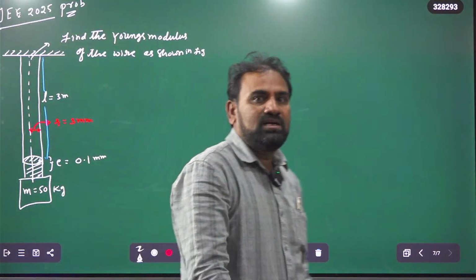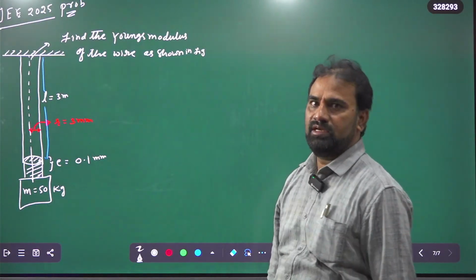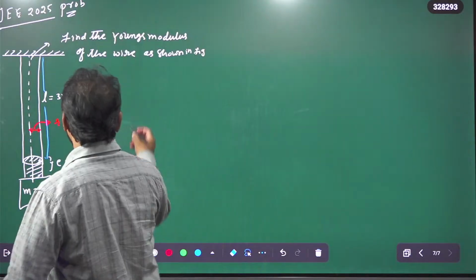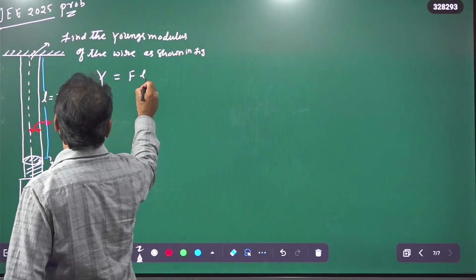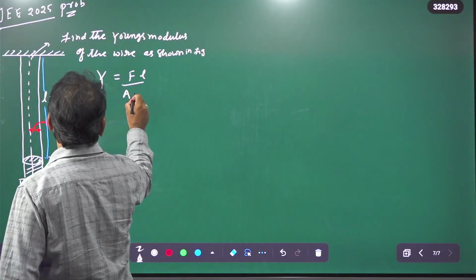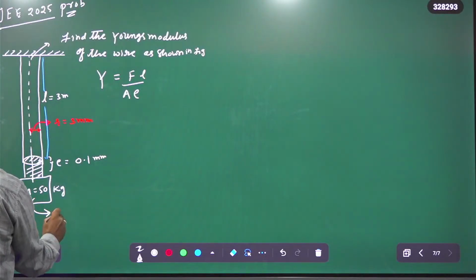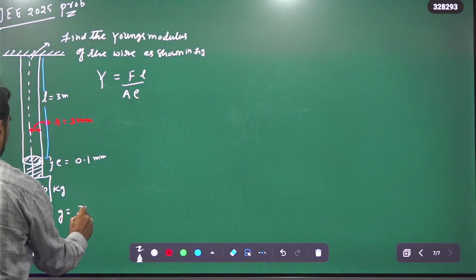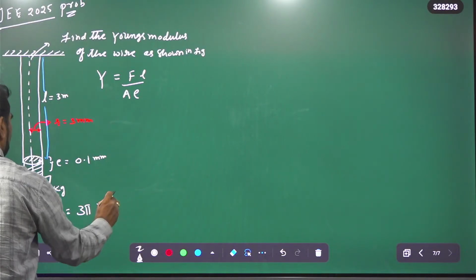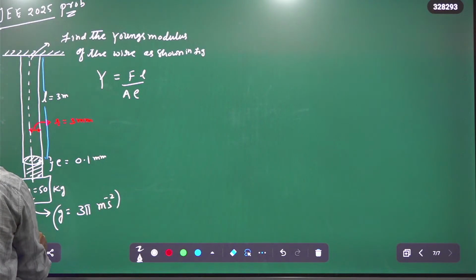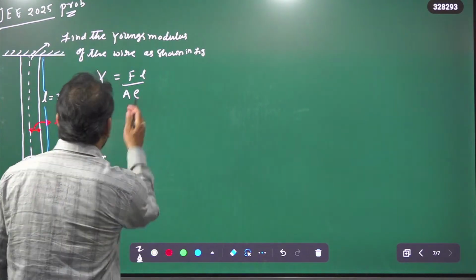How do we do it? Our Young's modulus expression is very easy. What is Young's modulus? Y is equal to FL upon AE. Here is one more quantity: take g equal to 9.8 meters per second square.